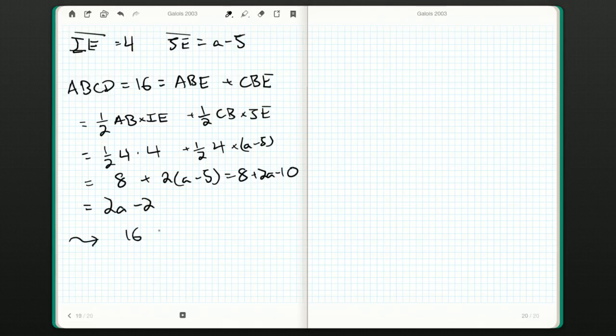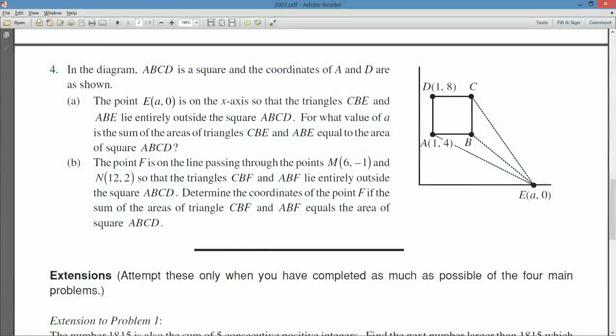So if we rearrange, 16 is equal to 2A minus 2. A is going to be 16 plus 2 divided by 2. 18 over 2, which is going to be the value of 9. And is that what we were asked for? It's always important to actually answer the question that you were asked.